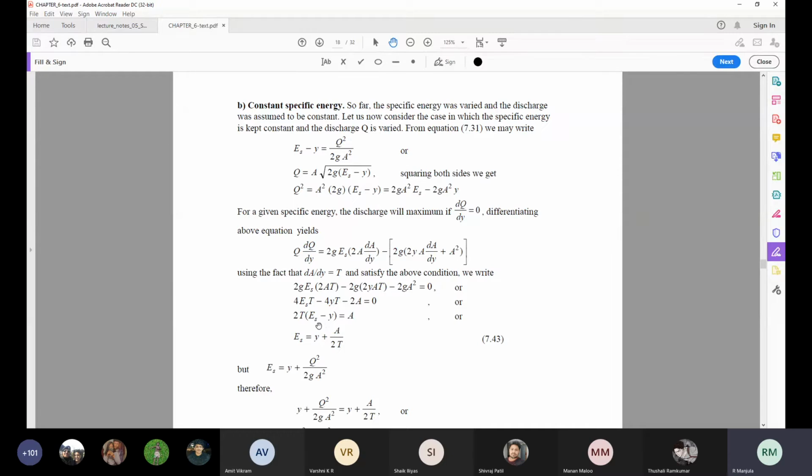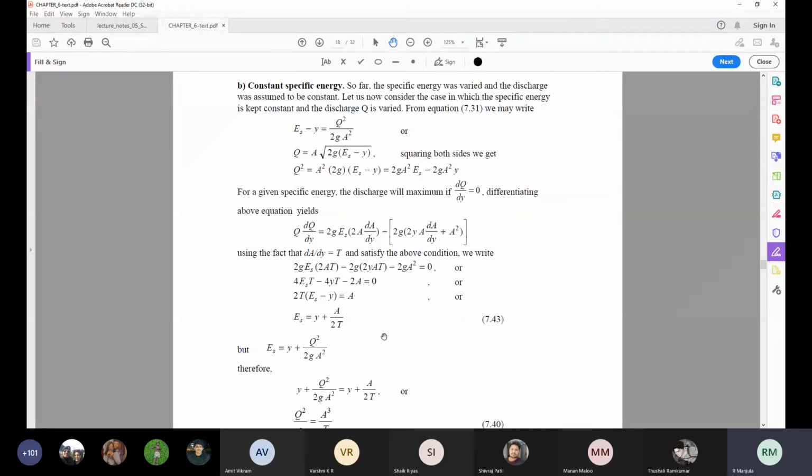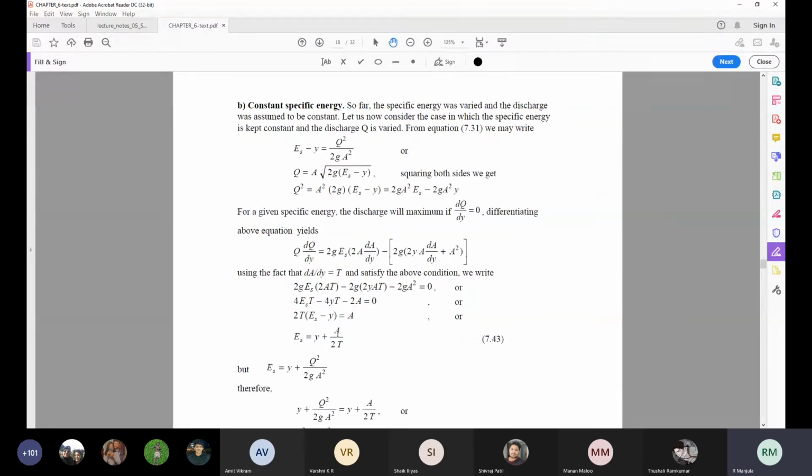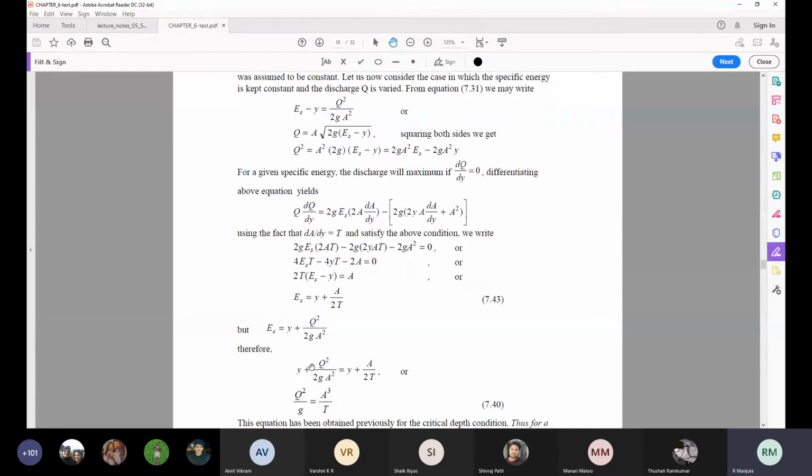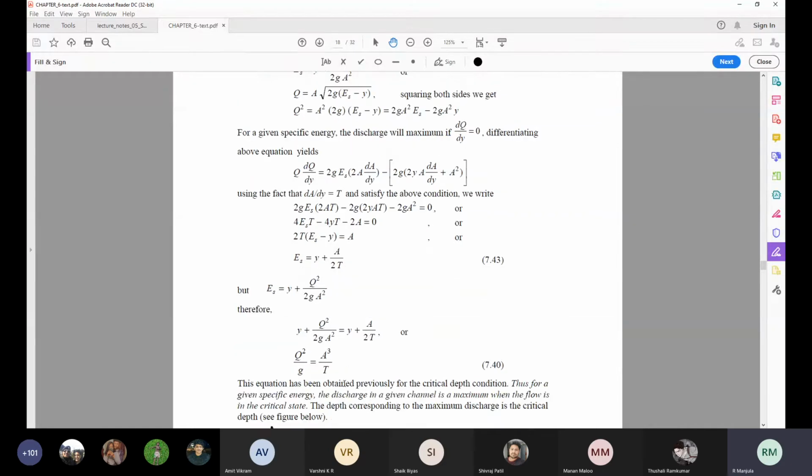Now what is the equation? E is equal to A by 2T plus y. Listen to this equation. This is specific energy: E is equal to y plus A by 2T. But actually this is for a constant specific energy. If I am varying the specific energy, then the actual equation is y plus q square by 2g A square. So this should be equivalent to this: y plus q square by 2g A square is equal to y plus A by 2T. Now Q square by g is equal to A cube by T.